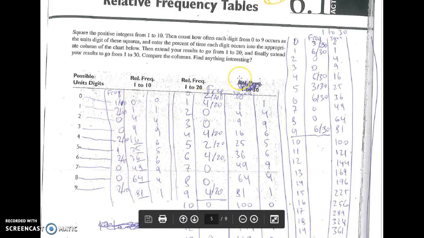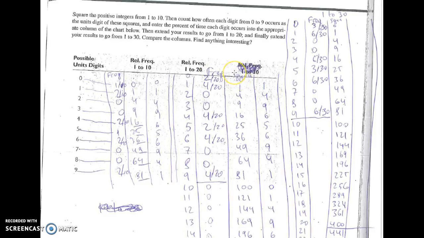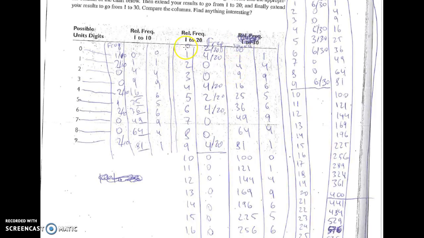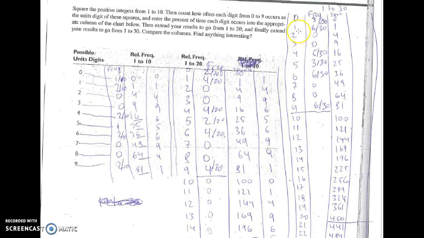And if you go here, 0 to 20, it's 20 numbers, but the frequency of 0 is 2 out of 20, which is 10% again. And if you go to 0 to 30, the frequency of 0 is 3 out of 30, which is 10% again. So if there was another table with 0 to 40, the frequency of 0 would be 4 out of 40, which is 10% again, which is really interesting to know.